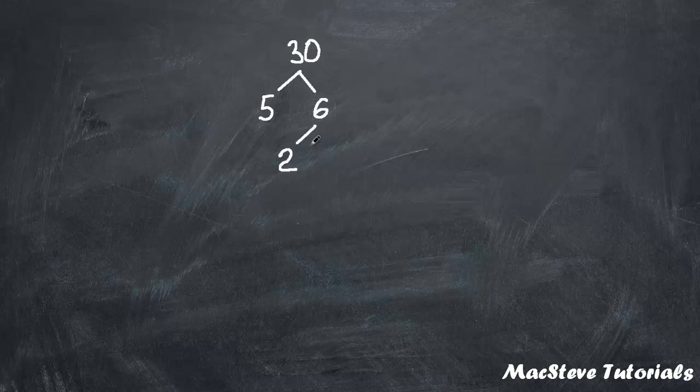In this example, we are going to find prime factors of 30. We can write 30 as 5 times 6. 5 is a prime number, so we end the left branch. Next, we can write 6 as 2 times 3. So prime factors are 2, 3 and 5, while 30 can be written as 2 times 3 times 5.